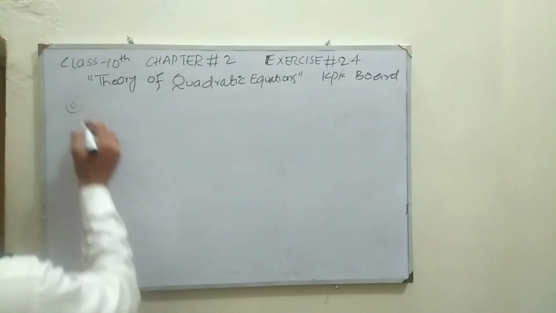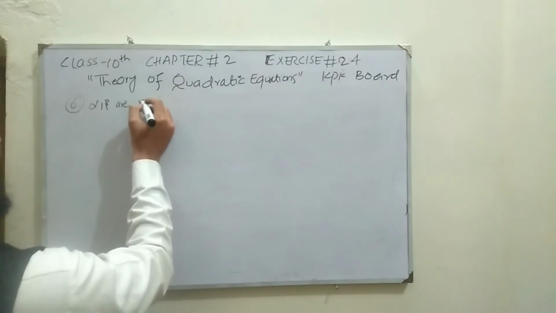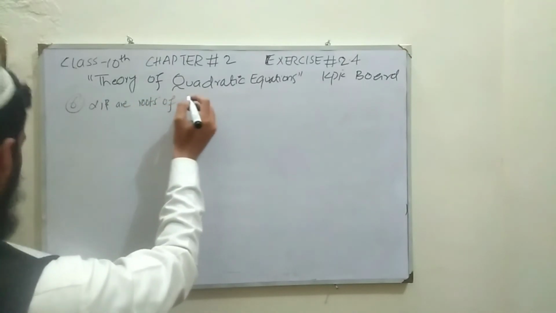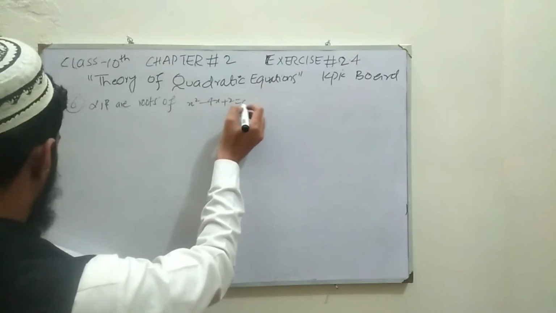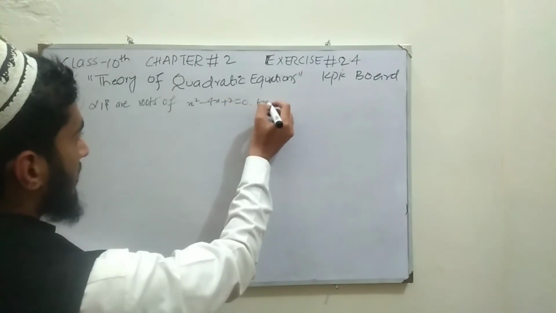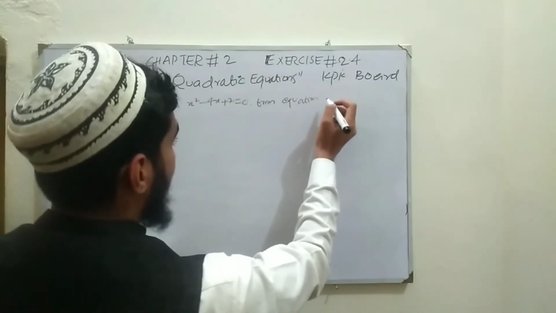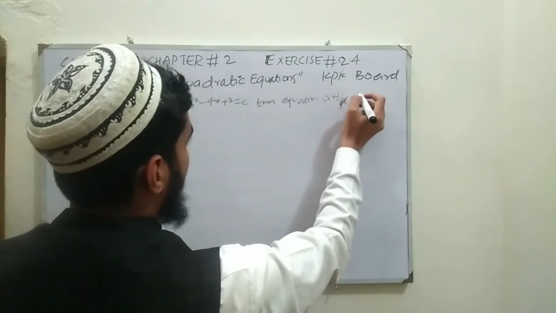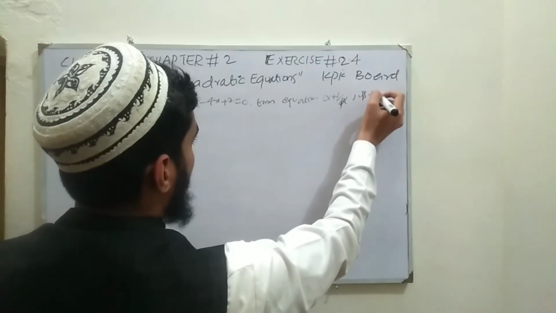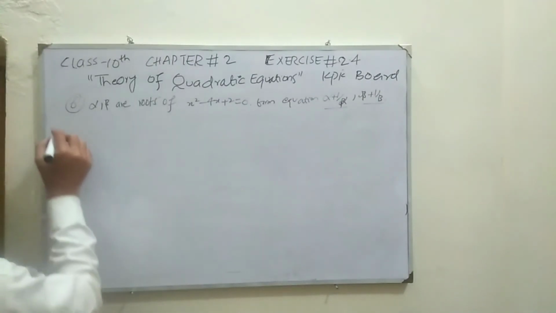Last question is, alpha beta are roots of x square minus 4x plus 2 is equal to 0. Form quadratic equation whose roots are alpha plus 1 over alpha, and second root is beta plus 1 over beta. First root is alpha plus 1 over alpha, and second root is beta plus 1 over beta. Solution.